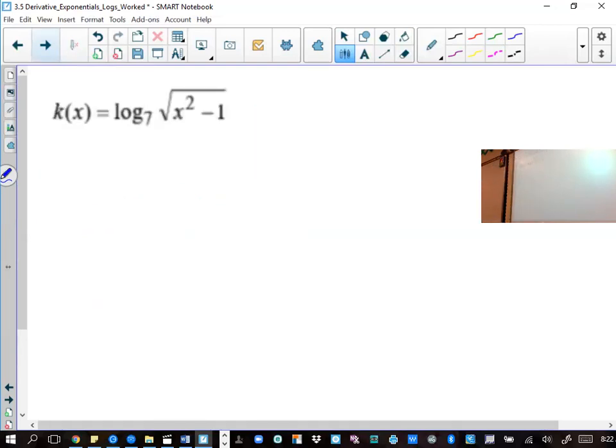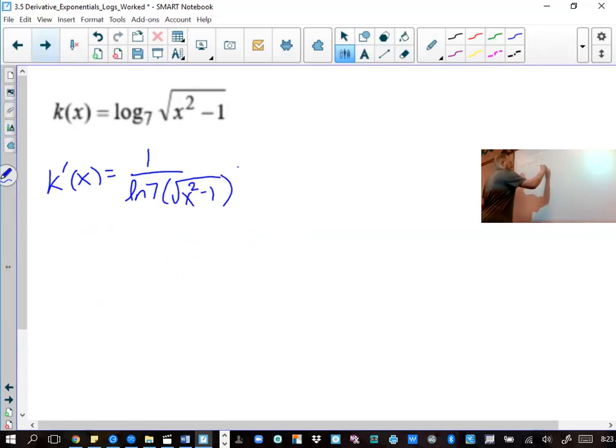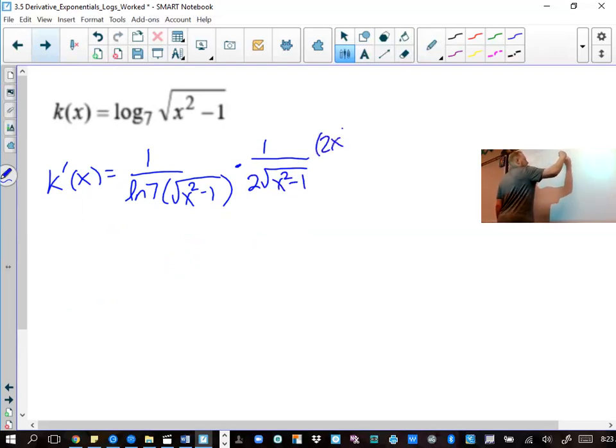Our last example here is another type of chain rule, where we have that log. So we have k prime of x, and we're going to take the 1 over the natural log of 7 times the derivative of x squared minus 1. And then we have to take the derivative of this guy here. So the derivative of that guy is 1 over 2 radical x squared minus 1 times the derivative of that inner, which is going to give us 2x.